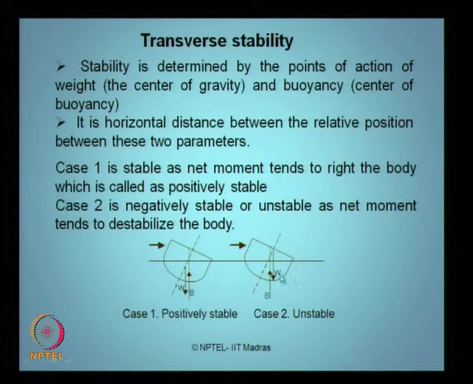Look at the other case, where the force is acting in the same direction, but the couple is also acting along with the force so that the body becomes unstable. I call this either negatively stable or unstable, because the net moment tries to destabilize the body, unlike in the first figure. So basically the transverse stability depends strongly on the relative position between the center of mass, or mass center, and the buoyancy center.